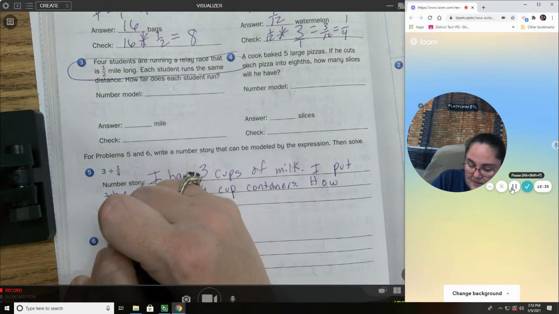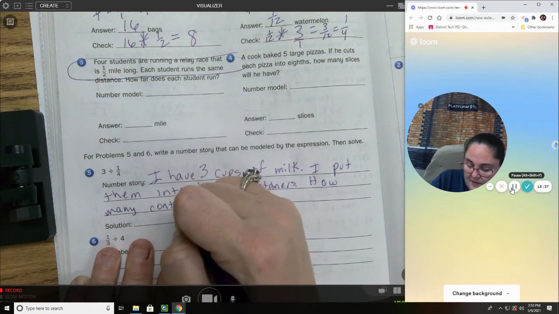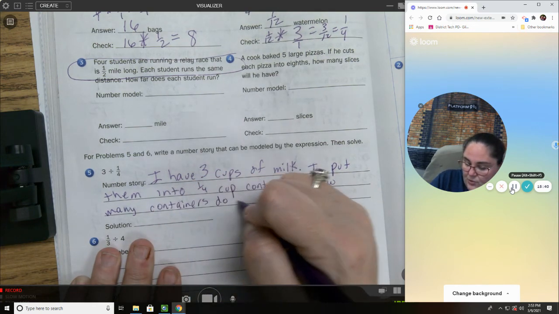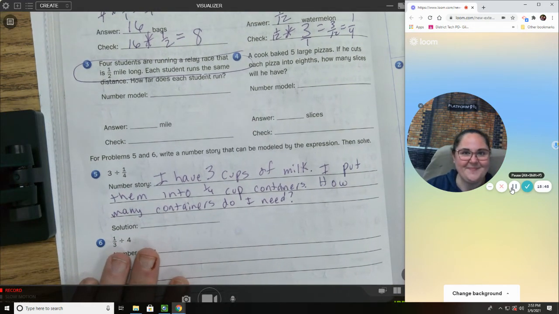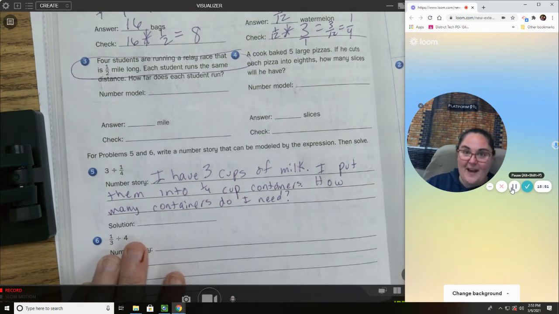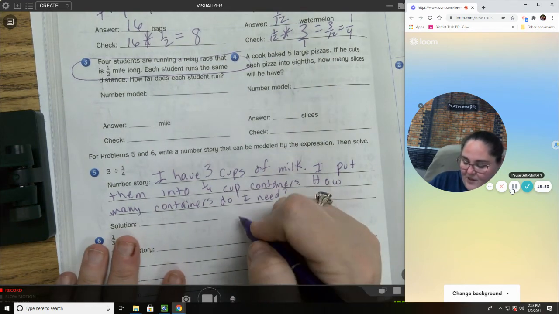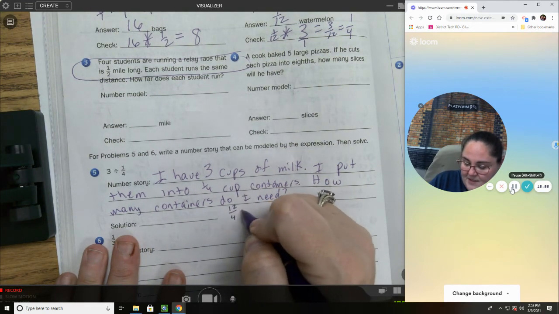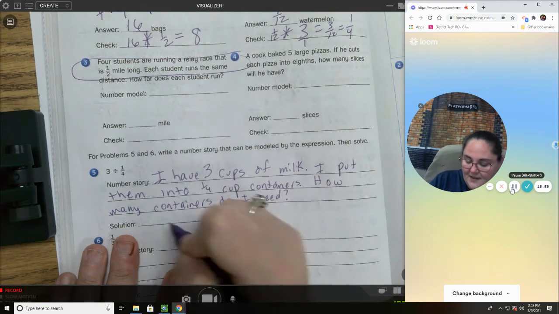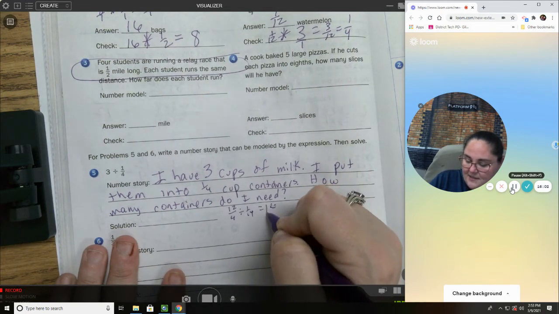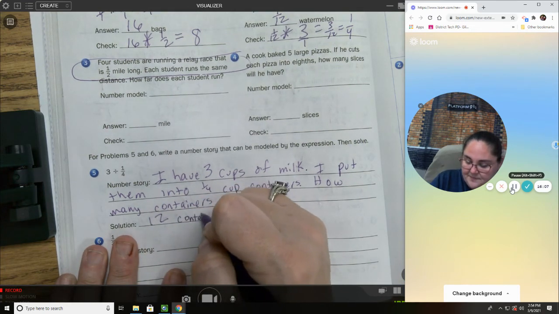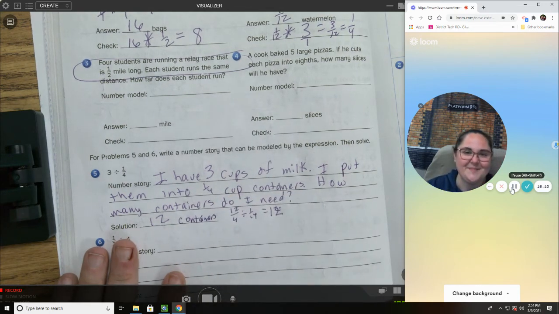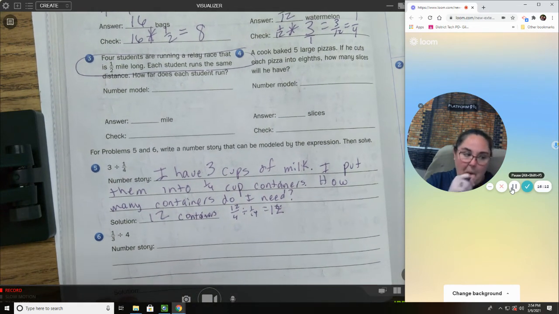How many containers do I need? Awesome. All right, now I'm going to do the math. 3 divided by 1/4 would be the same thing as 12/4 divided by 1/4. So 12 divided by 1 is 12. So my answer would be 12 containers. Awesome.